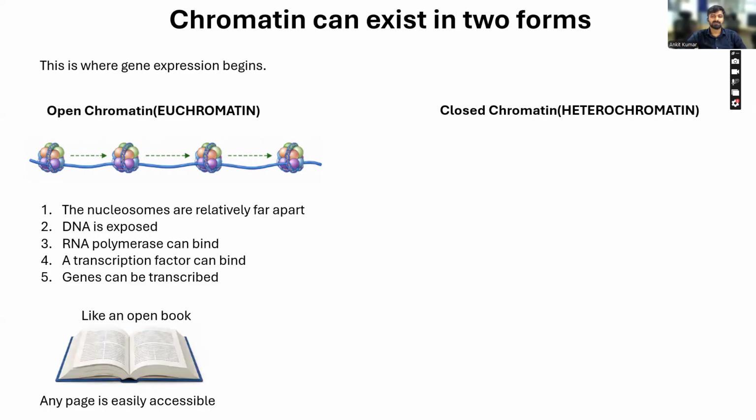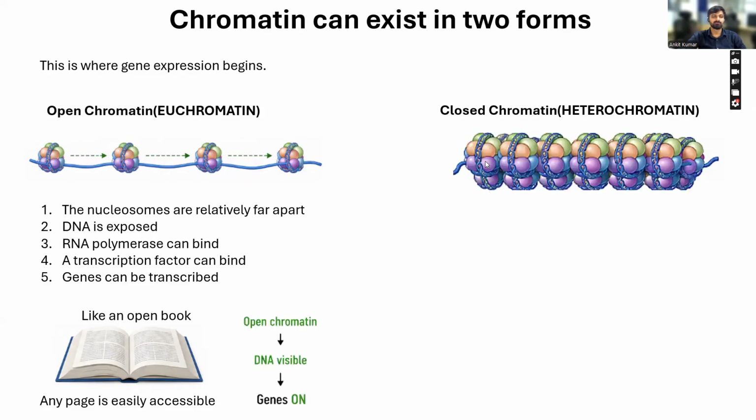We can understand this with a simple analogy: it is like an open book where any page is easily available. If you want to gather some information, you can directly go to that page and get that information. This is what happens in the case of open chromatin, where it is open, and obviously when the RNA polymerase enzyme wants some information, finding that information should be easy if it is open. But when we talk about the closed chromatin, here you can see that the nucleosomes are very tightly packed, right?